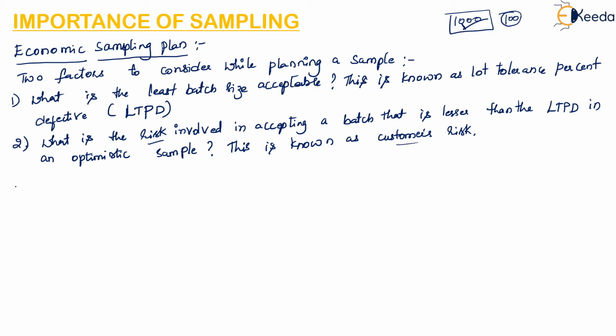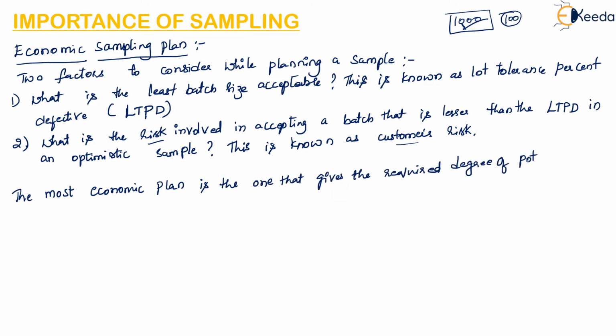The most economic plan is the one that gives the required degree of protection to the producer for the least total amount of inspection per batch. The economic sampling plan is the one which gives a greater degree of protection to the producer for the least total number of inspections per batch.